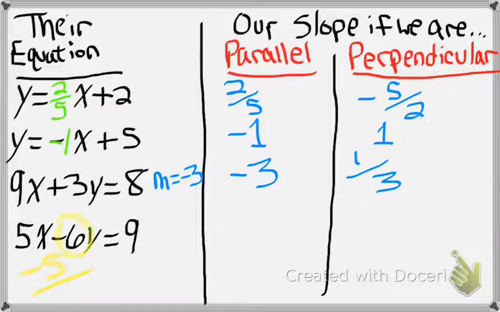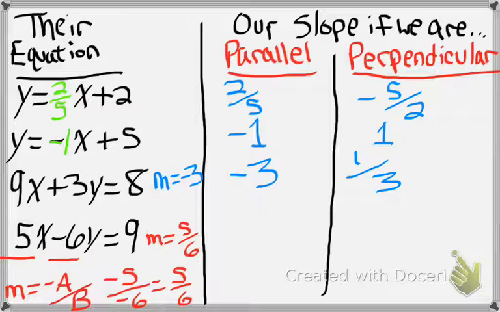Well, b is not just 6. b is negative 6. So negative 5 over negative 6. That is the slope. However, you'll notice we have double negatives. And you've got to remember, what is a negative divided by a negative? Well, a negative divided by a negative is a positive. So this is really positive 5 over 6. So that means their slope is positive 5 over 6.